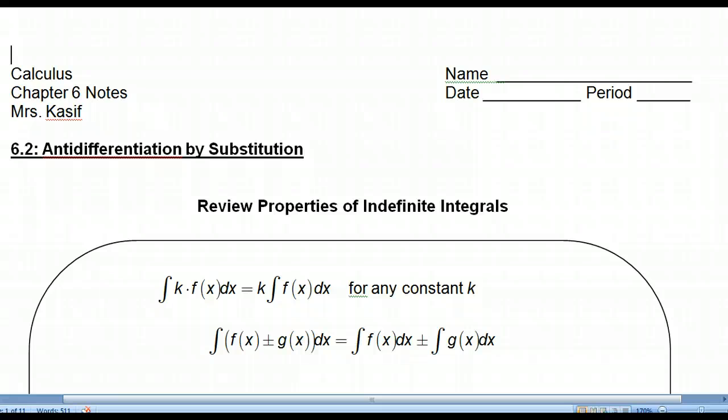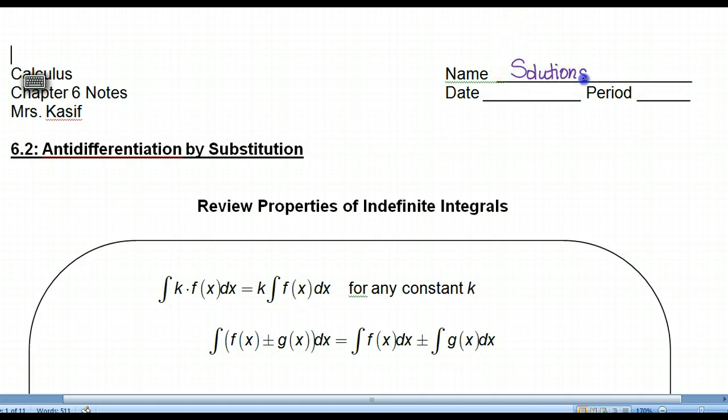Okay, so we're going to start chapter 6. Chapter 6 is going to start out with a review of some of the things that we've already done. So we've learned all the formulas. I introduced them in chapter 5. So these are more complicated than those.